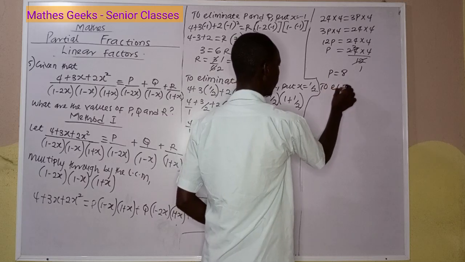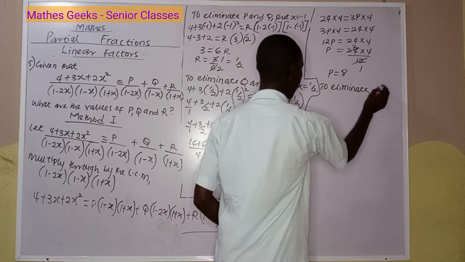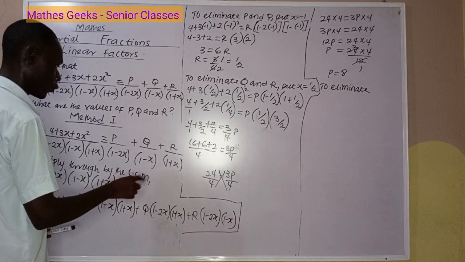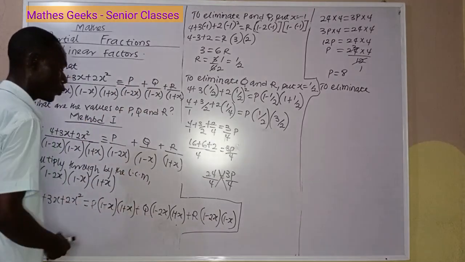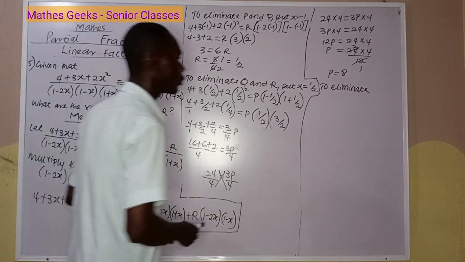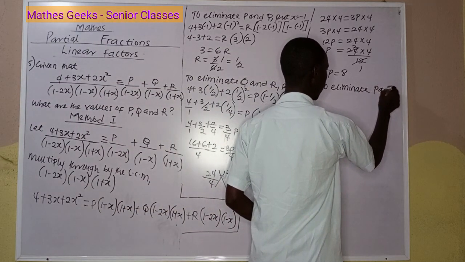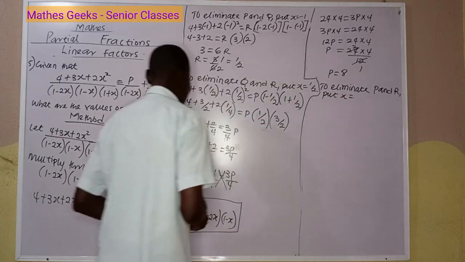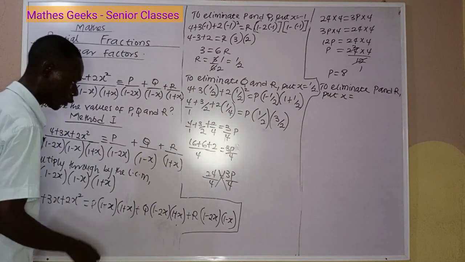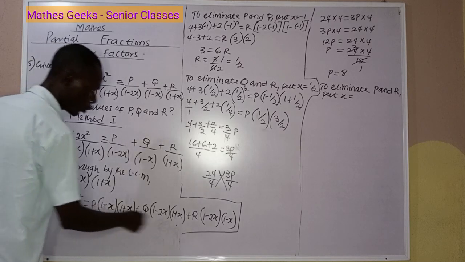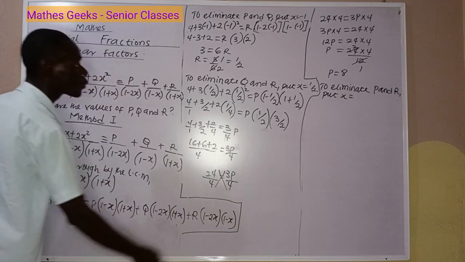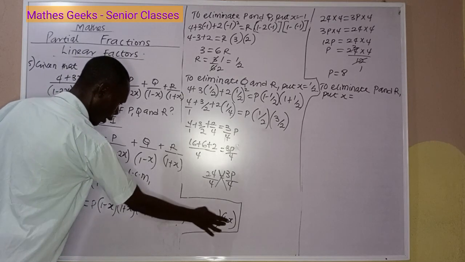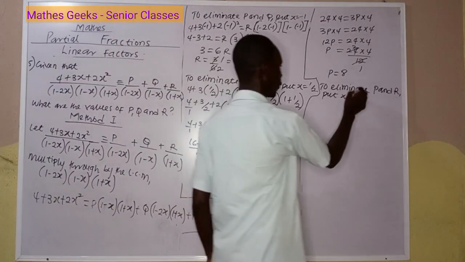So to eliminate this time around, we've got the value for p, we've got the value for r, so we want to solve to get the value of q. So we're going to eliminate p and r. To eliminate p and r, put x equals to, let's look at what p and r have in common. P has 1 minus x, r has 1 minus x. So p has 1 minus x, r has 1 minus x. So we're going to put x equals to 1.